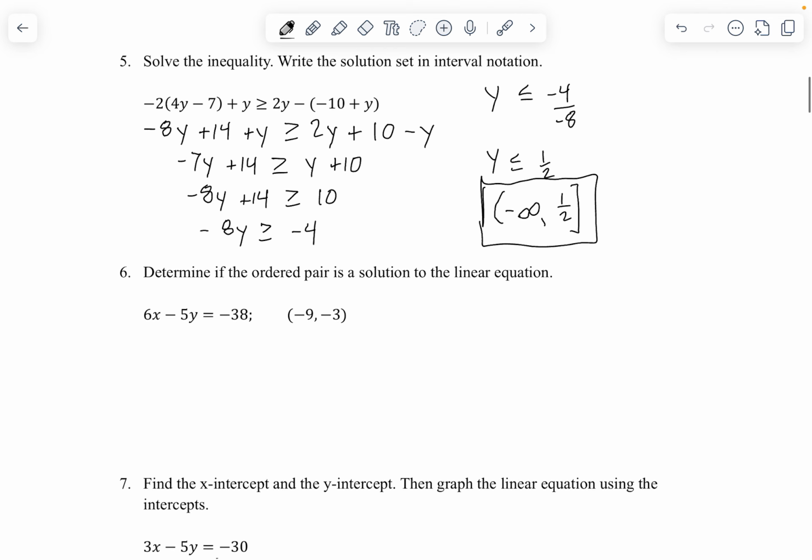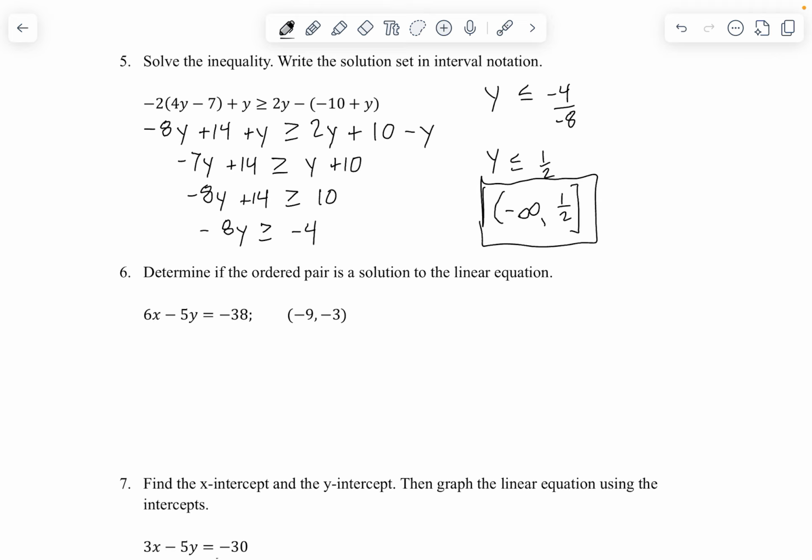All right, coming here to number 6. Determine if the ordered pair is a solution to the linear equation. To determine if it's a solution, we just replace x with negative 9 and y with negative 3, and then we see if it gives us a true statement. If it's true, it's a solution. If it's false, it's not a solution.